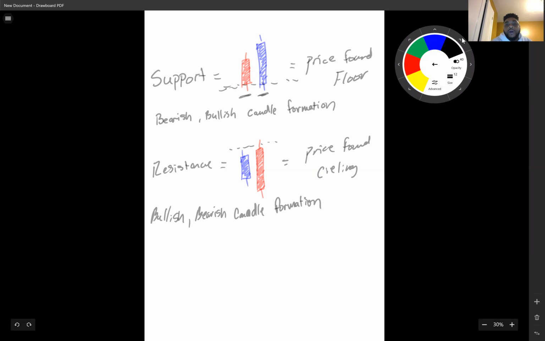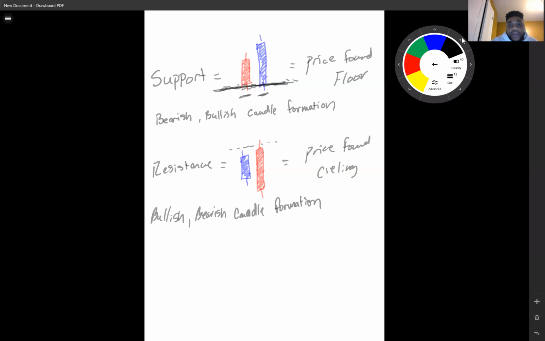I'm gonna draw that line on my phone. This support. Those two candlesticks make support, forming like that.